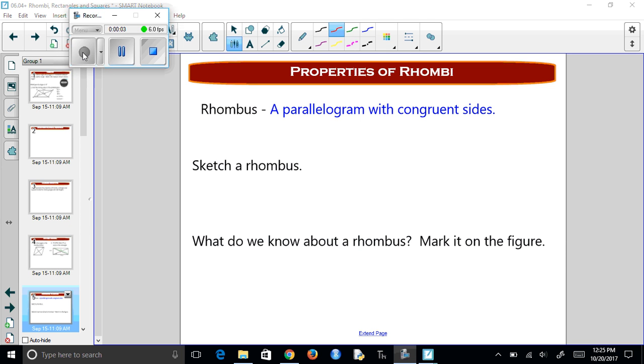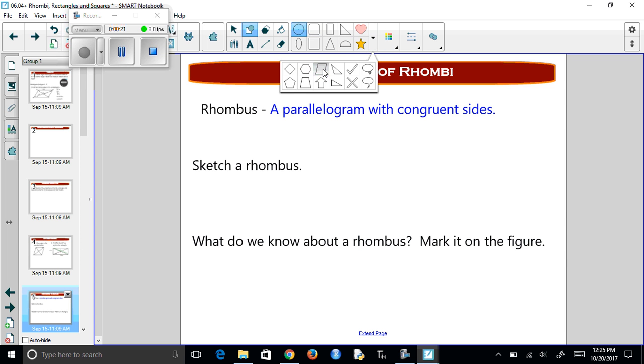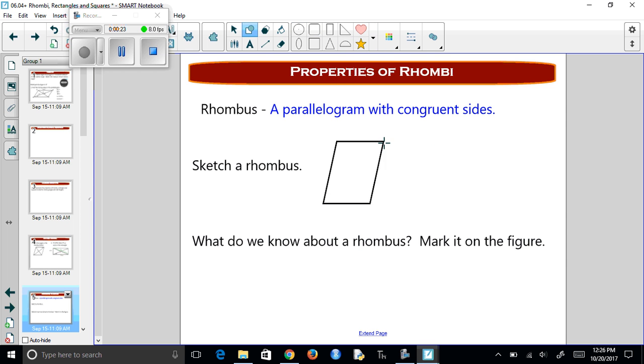Hello, today we're going to look at a rhombus, a rectangle and a square all in one lesson because they're pretty quick. All right, first off, a rhombus. A rhombus is a parallelogram with congruent sides. So if I made a quick sketch of a rhombus, it's like a parallelogram, but we've got to make sure the sides are the same length.